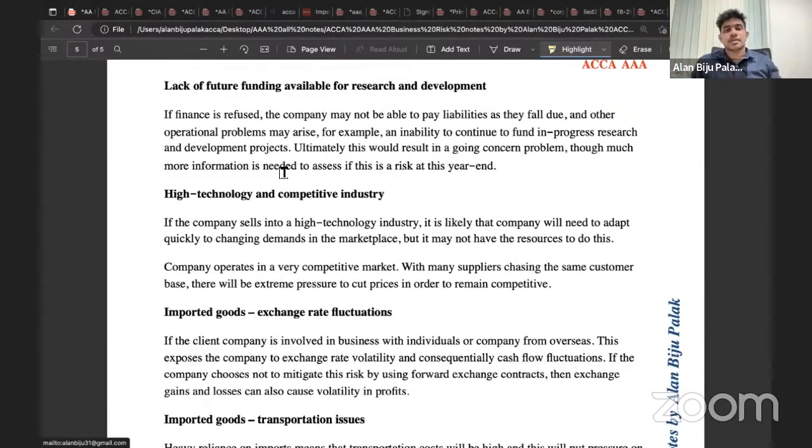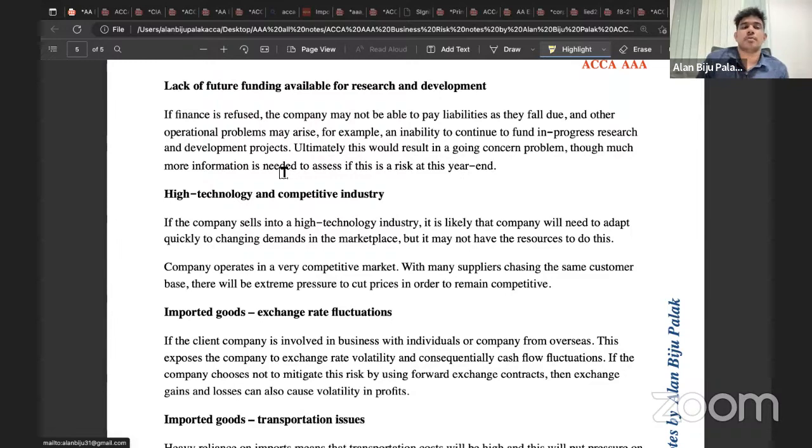Again, sometimes there can be chances that the company might not have adequate funds to spend on research and development. So if the company does not have adequate funds to be spent on research and development, the whole amount spent till the date will be worthless because they won't be able to continue with the further research and development work to be completed. So the intended product will not be able to be sold to the market.